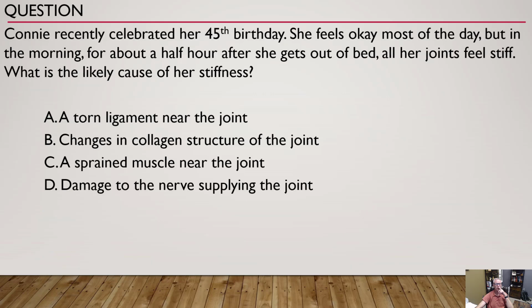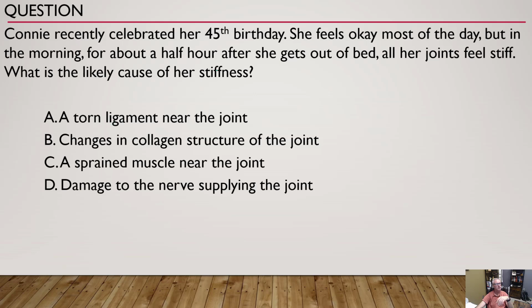All right, so Connie recently celebrated her 45th birthday. She feels okay most of the day, but in the morning, for about a half hour after she gets out of bed, all of her joints feel stiff. What is the likely cause for her stiffness? A torn ligament, changes in collagen structure, a sprained muscle, or damage to the nerve.